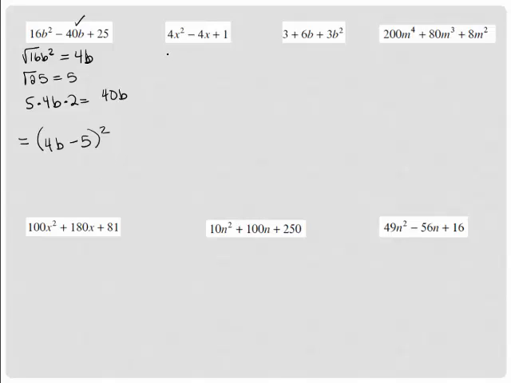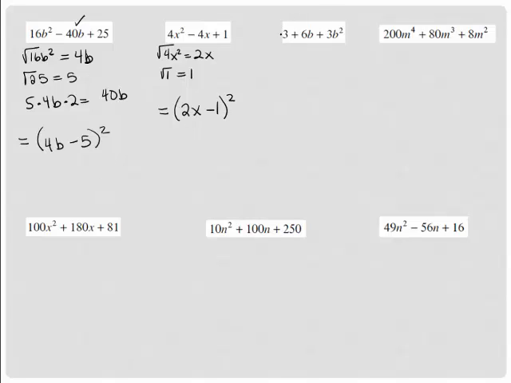4x squared and 1 are both perfect squares. The square root of 4 is 2. The square root of x squared is x. The square root of 1 is 1. 1 times 2 times 2x is 4x. So this will factor to 2x minus 1 squared.